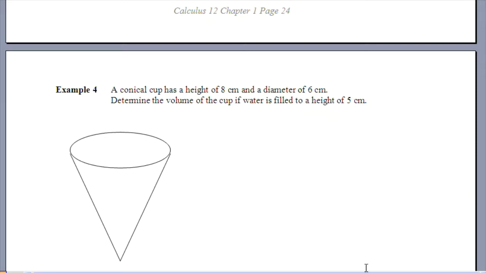The cup itself, if we had filled the whole thing up, would have been 8 tall. And it says 6 for the diameter. Well, I'm going to think radius. It just kind of works better for my formula. So the radius for the whole cup is half of the 6. It's going to end up being a 3.